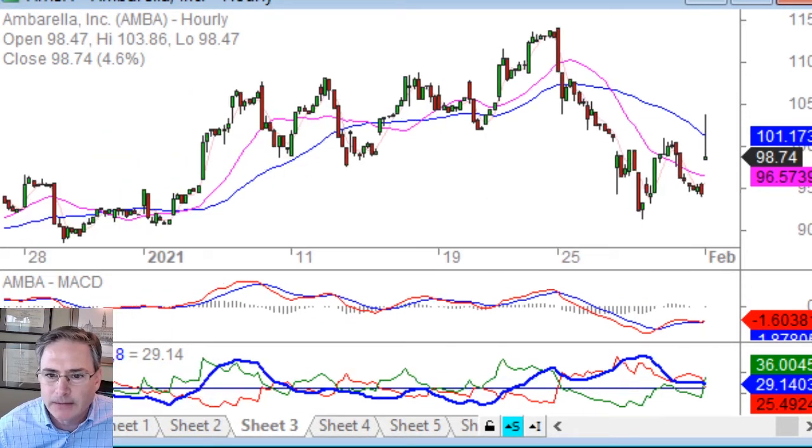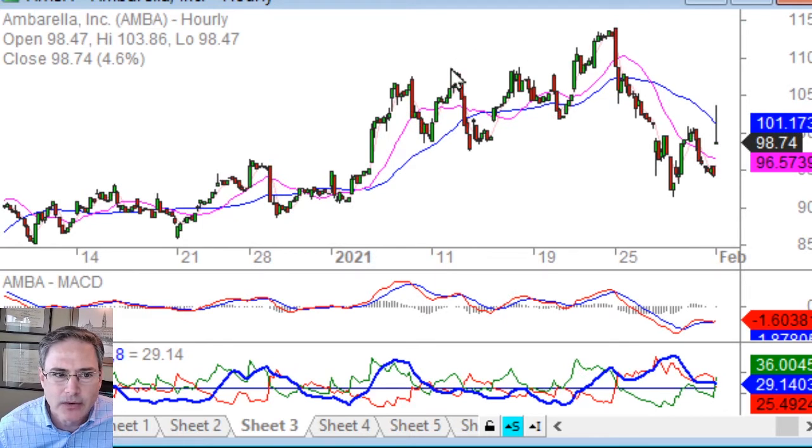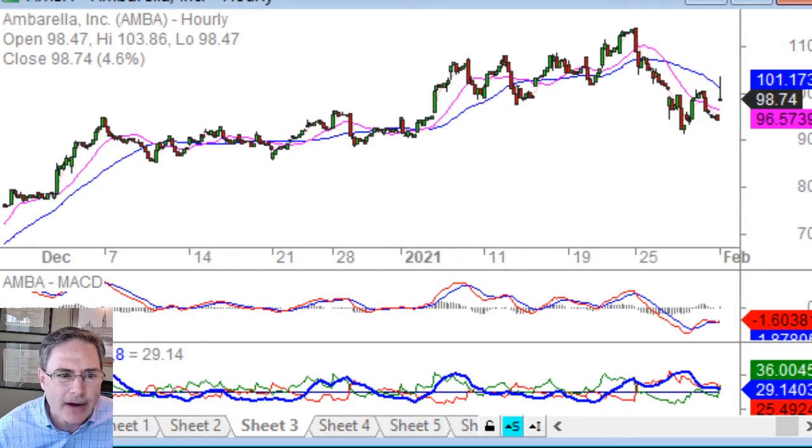So let me zoom out a little bit. If we go back and look at this pullback here, we had the 18 cross down below the 40, and this pullback here, we had the 18 cross down below the 40. So you did have two signals. And in fact, if I scroll back even more, this was this sideways pattern where it took a while.